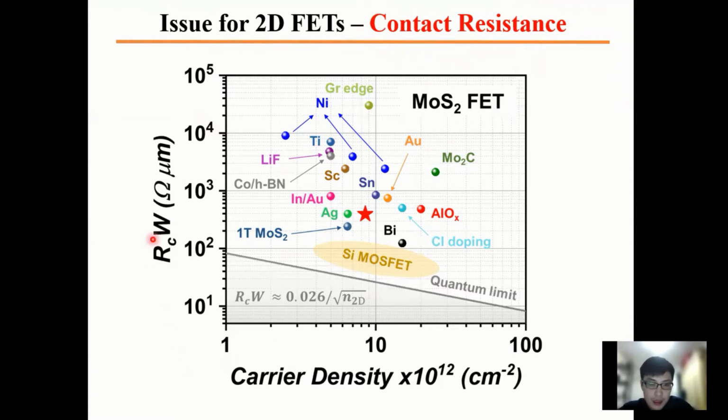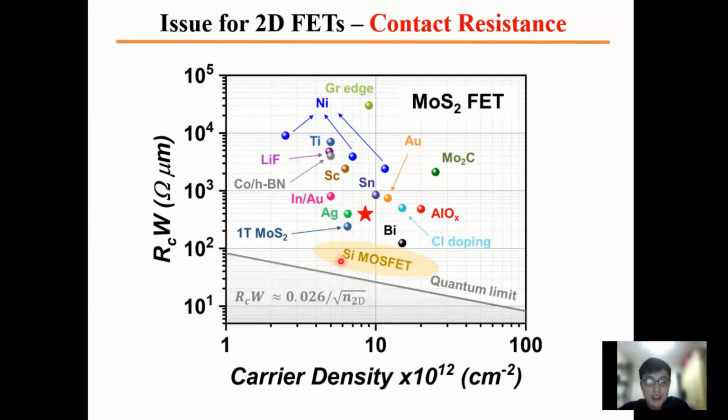And indeed, if we look at the benchmarking figures of the contact resistance, we take molybdenum disulfide as a case, we can see that the available contact resistance values are actually higher than the silicon MOSFET ones. And this means that continuous effort is required to further bring down the contact resistance value in order to make these 2D semiconductors at least competitive with the state-of-the-art silicon technology.